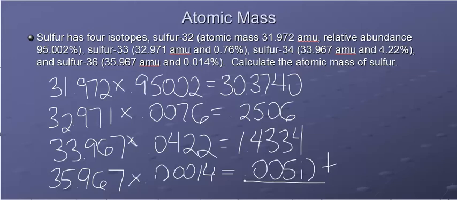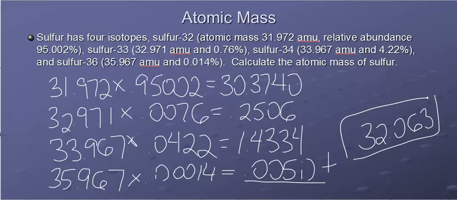Now the thing is, if I'm calculating atomic mass, I already know the answer. It's on the periodic table. When I add those 4 together, this is what I get, 32.063. And that should be relatively close to what's shown on the periodic table. So that is how we calculate atomic mass. So atomic number, number of protons, and atomic mass are shown on the periodic table.